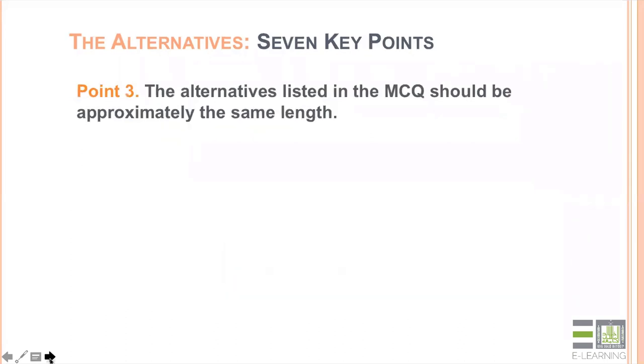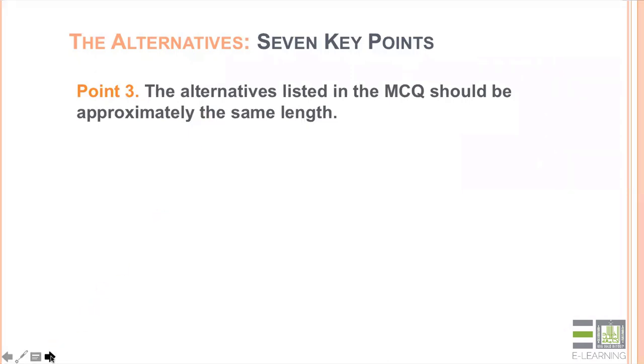Another key point to mention is that when it comes to your alternatives, they should roughly be at the same length. And also I'd like to add to that the same, similar content. And I'll explain that in a second. So if your alternatives are heterogeneous in content or length, they can potentially provide clues to students about the correct answer. And if that happens, you're not able to determine if the student understands the topic or simply if they selected it based on the clue.